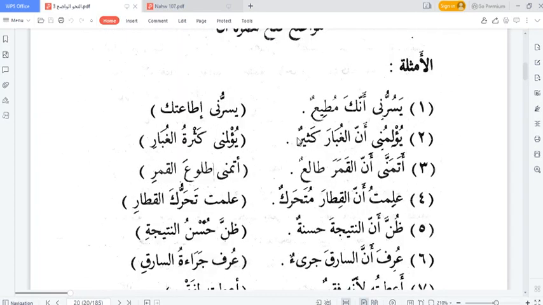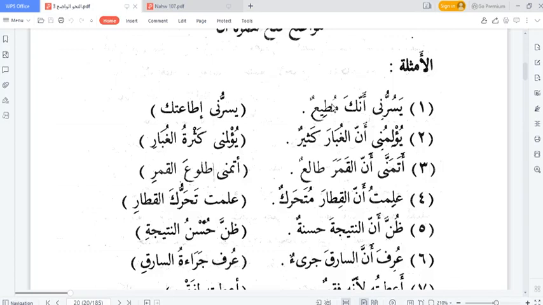Now, he said yasuruni annaka muti'un. It makes me happy that you are obedient. So you can see here now, annaka muti'un. Anna ismu anna khabar anna. So the whole of this gives us what we call masdar muawwal, the returning masdar.